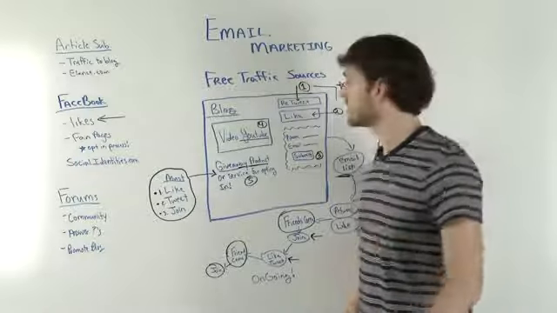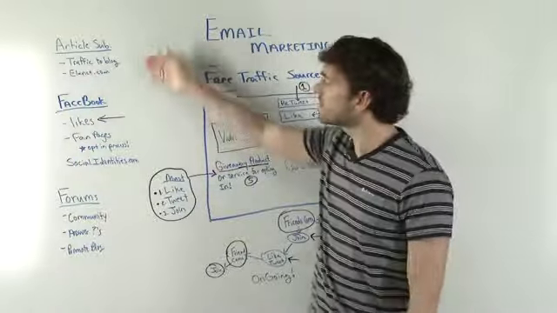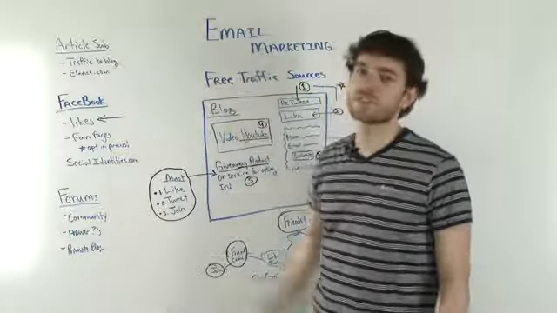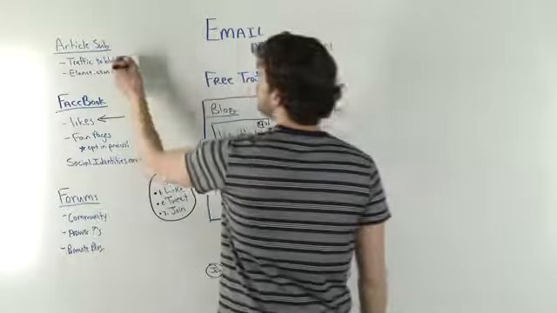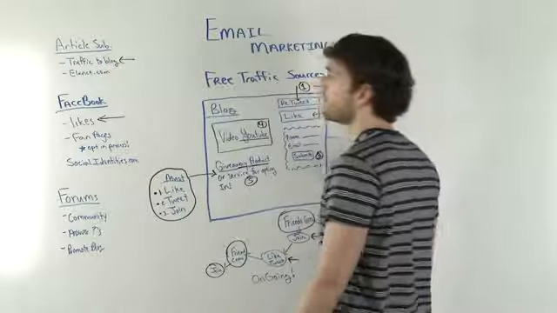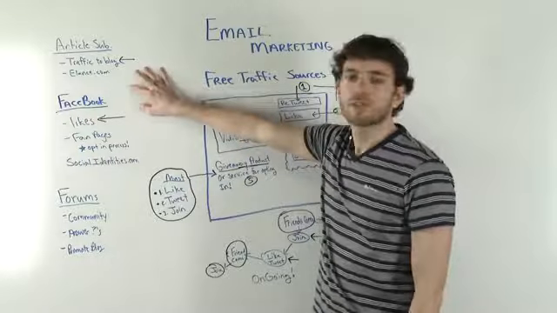So your object is build a page that has these elements in it and then utilize some of these free traffic sources to get people to come here. For instance, article submission sites. There are many of these like eZines, right? You can submit articles to these eZines.